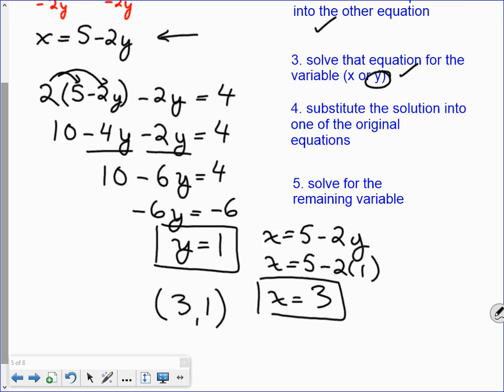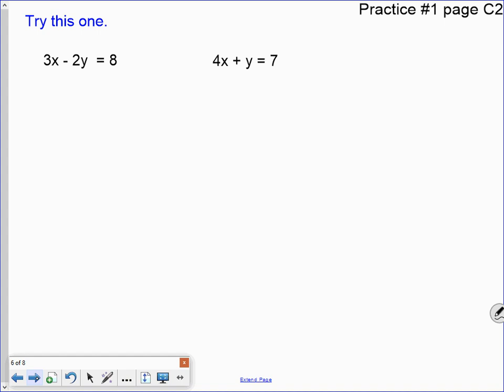So finally, use those steps. Try this one on your own. Okay. So if you're watching the video, pause the video, try solving this one. And then I'll go through the solution here, and you can check your work. So if I was solving this one, I would try to isolate this y right here, because it's the one that's by itself. I would subtract 4x from both sides to get y equals 7 minus 4x.